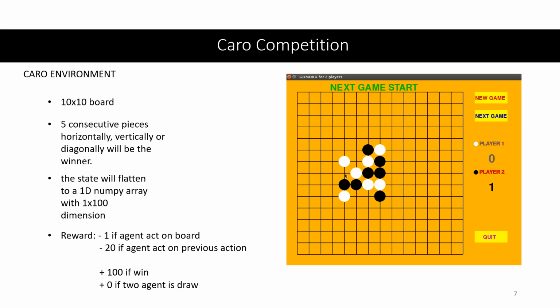The reward in the environment here is -1 if the engine acts on the board, and -20 if the engine acts on an invalid action. It is -1 when the engine acts on a valid state, and plus 100 if the engine wins. There is no point if the two engines draw, when the game is a draw.